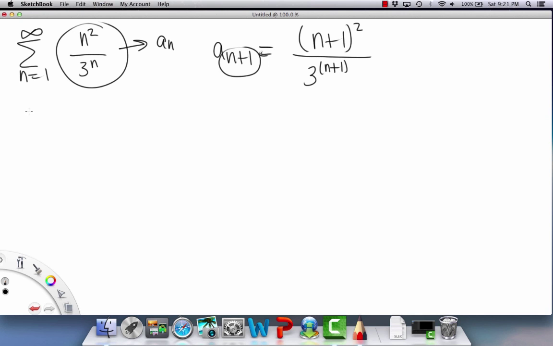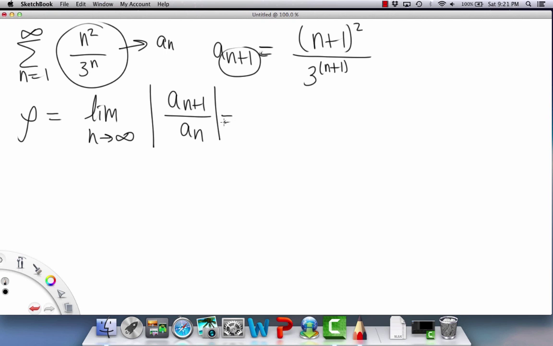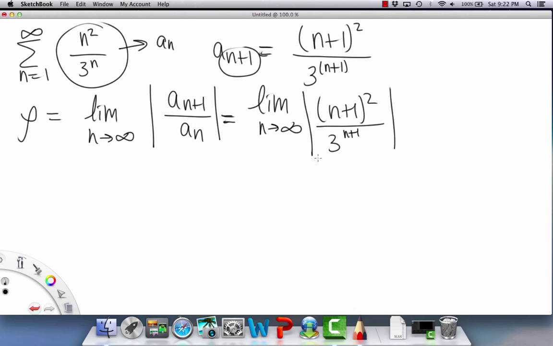Now with these, we have to set up our limit to find rho. So now we'll have that rho equals the limit as n goes to infinity of, and I'll write out the formula for familiarity's sake so you can see it some more. Now we'll replace our a sub n plus 1 on top. Don't forget the absolute value, that's really important. So we'll have n plus 1 squared up here over 3 to the n plus 1, and then this is over a sub n, which is just n squared over 3 to the n.